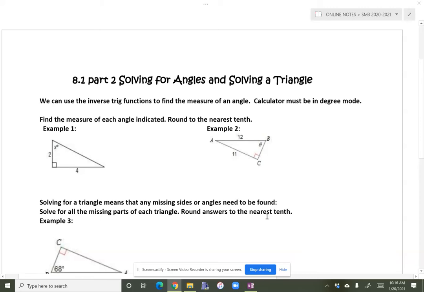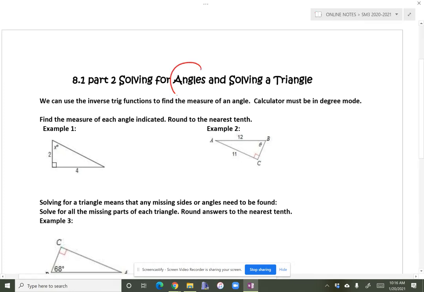Okay, you guys, 8.1 day 2. Okay, main idea of today. Last time we solved for sides, and I gave you two different ways: the Pythagorean theorem or writing your trig sentences. So today we're going to solve for angles.